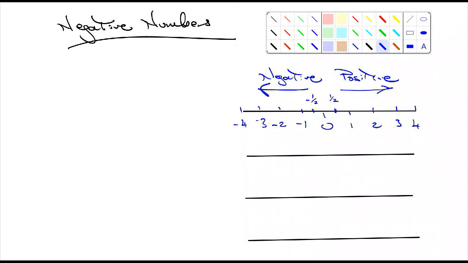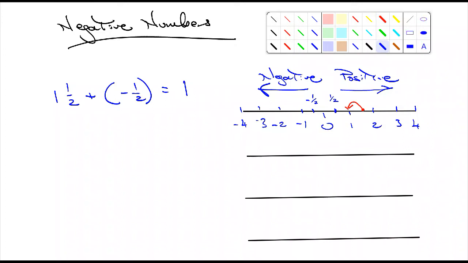So if I wrote down 1 and 1/2 plus a negative 1/2, what would the answer be? It'd be 1. It would be 1. Because I'd start right here at 1 1/2, and I'm adding a negative 1/2, which is kind of like subtracting 1/2, and I would just go right to 1.